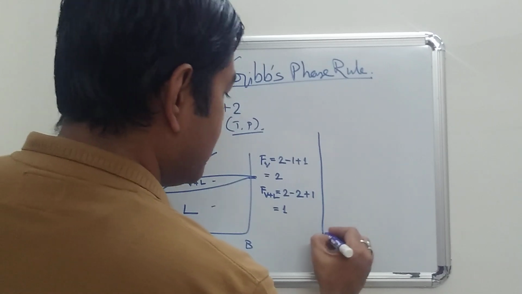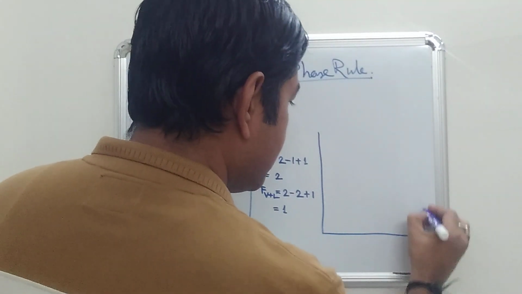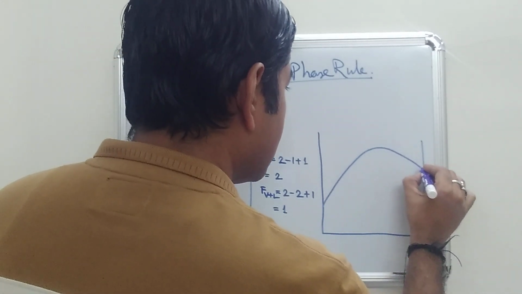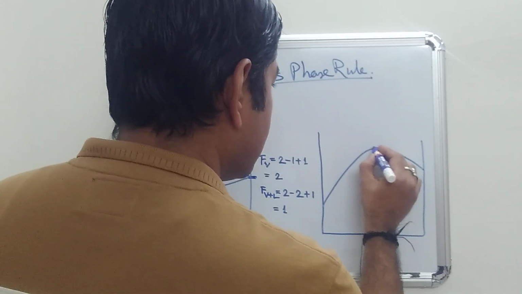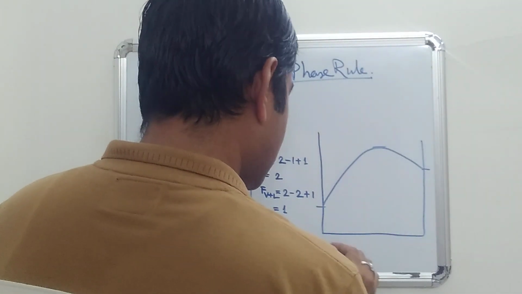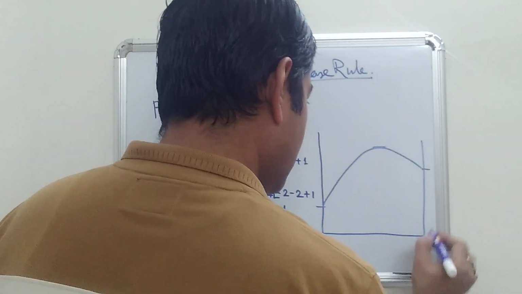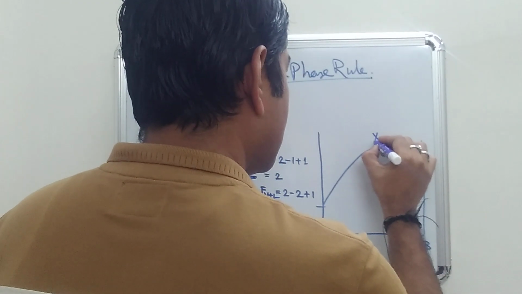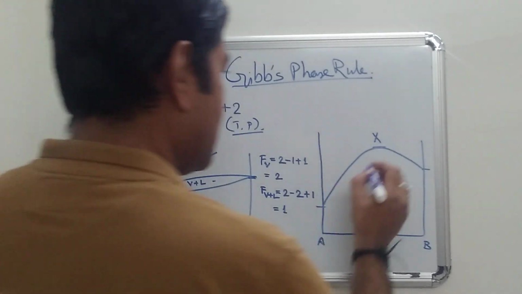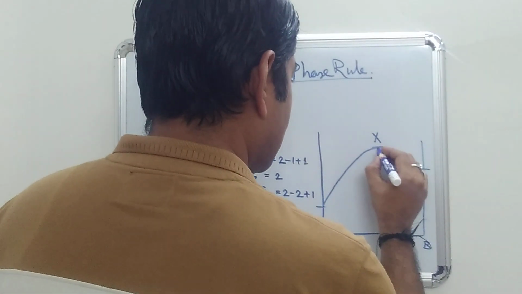Now what happens when an intermediate phase generates? It is supposed to be curved like this. I have shown here one maxima, it can be minima also. For the binary system A and B, let us assume the intermediate phase will be X.